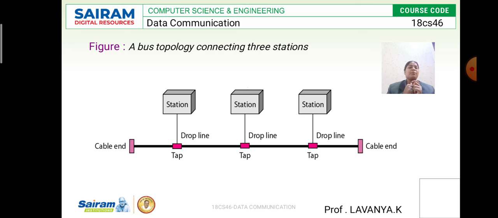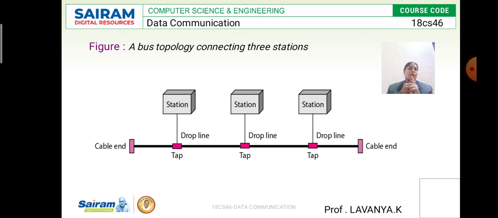The second point of the bus topology is that it extracts the features of point to point connections as well as multipoint connections. In the last class, in the previous video, I said what is point to point and what is multipoint; I discussed everything.